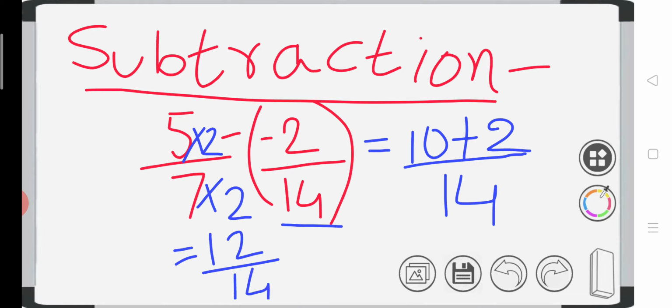Now you can cancel both numerator and denominator. So the numerator will become 2 6s are 12, the denominator will be 2 7s are 14. So the answer will be 6 by 7.